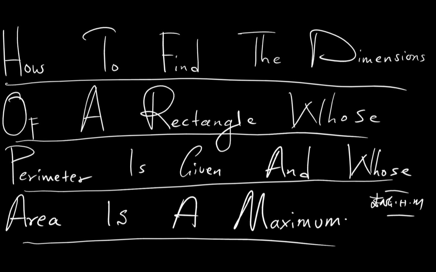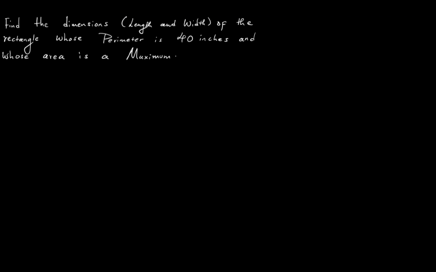So I'll basically explain this with an example. The example says: find the dimensions, which is the length and width, of a rectangle whose perimeter is 40 inches and whose area is a maximum. All right, so let's first visualize this.